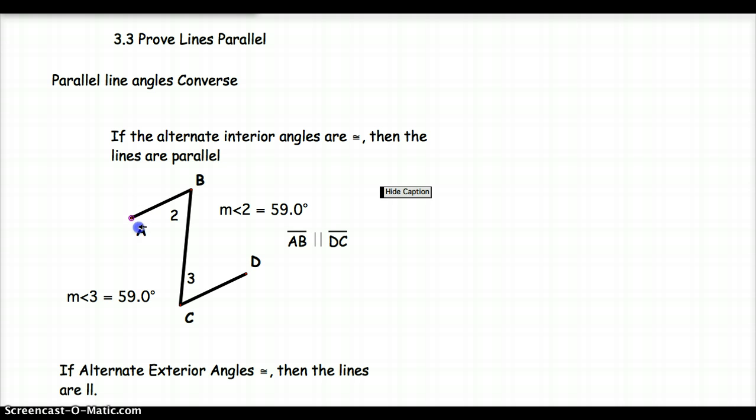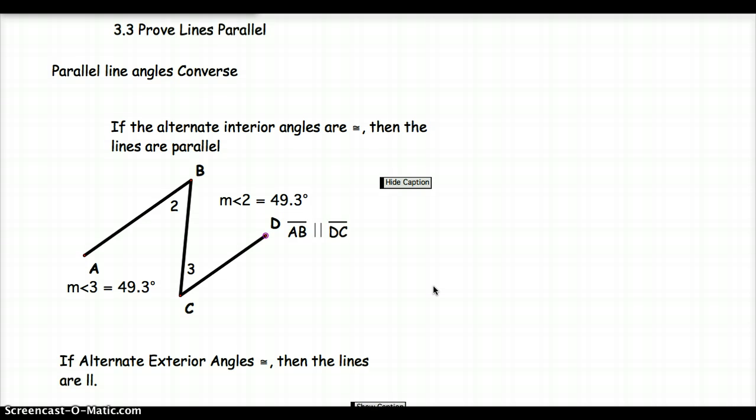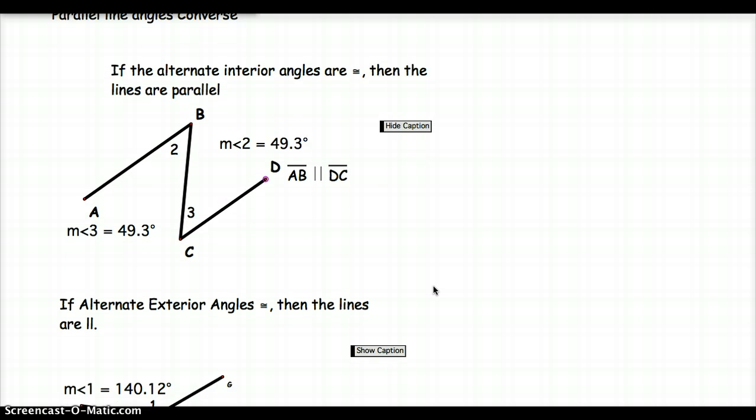And no matter what I do here, you'll see that these are congruent. Because these are congruent, these lines are parallel. Okay? So again, all we did was take what we learned in 3.2 and flip it around. We used the converse of it. So we proved the lines parallel now versus proving that the angles are congruent.